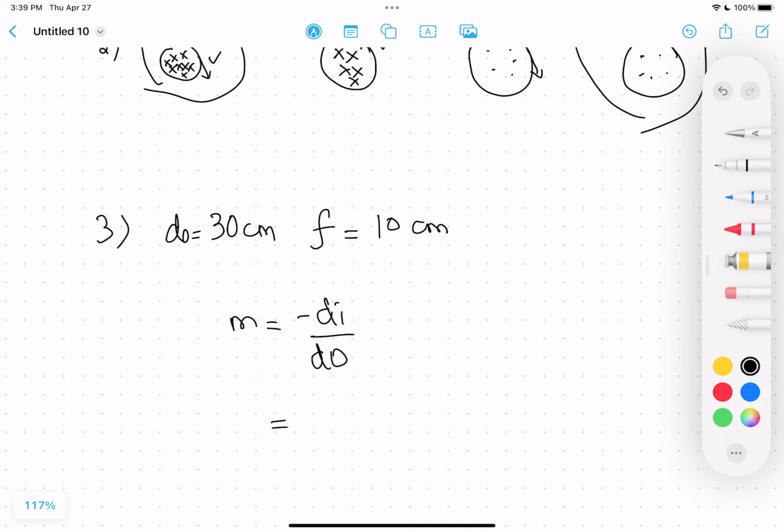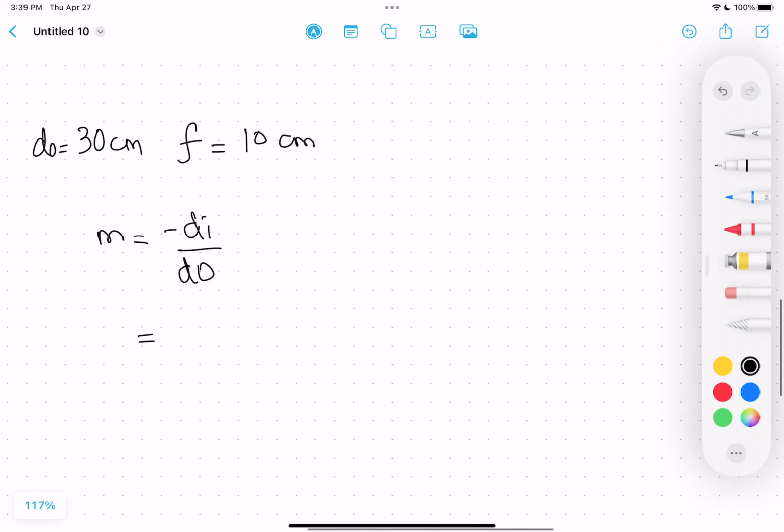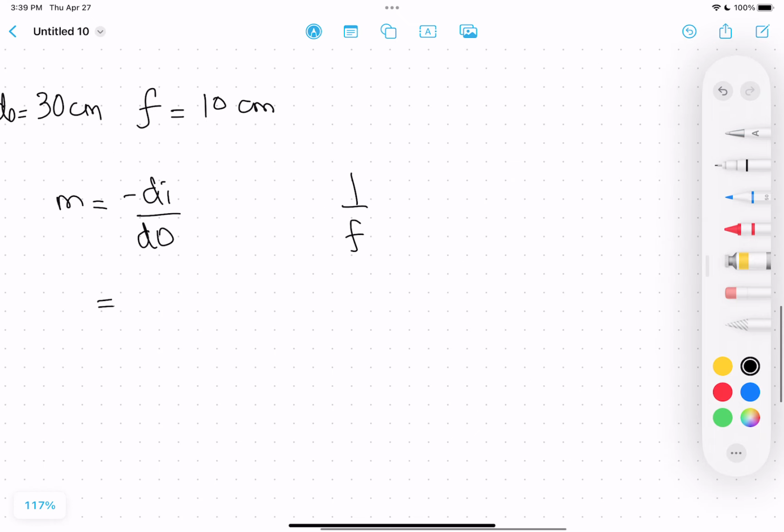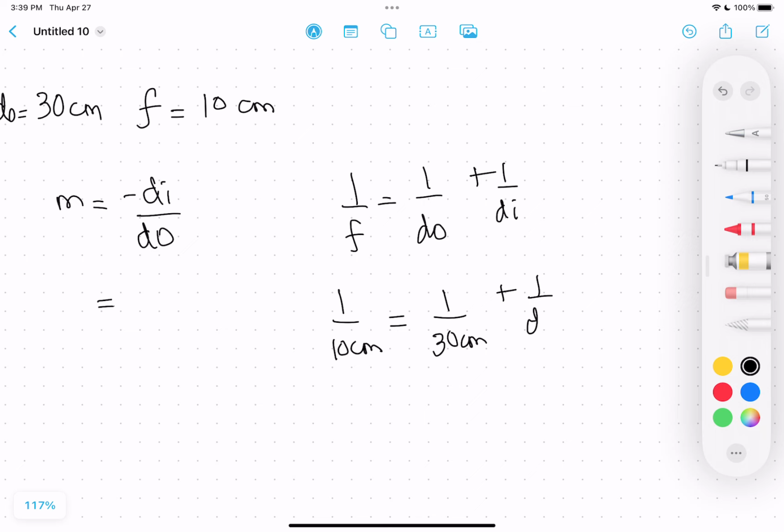But we have negative times the image distance divided by the object distance, and so we have the object distance in this case, but we need to figure out what the image distance is, right? So using the thin lens equation, we have 1 over the focal length, 1 over f, is equal to 1 over do plus 1 over di. Our object distance is that 30 centimeters, and object distance is always positive because it's a real object. And 1 over f, our focal length is 10 centimeters. So now we're just left with trying to figure out what the image distance is.